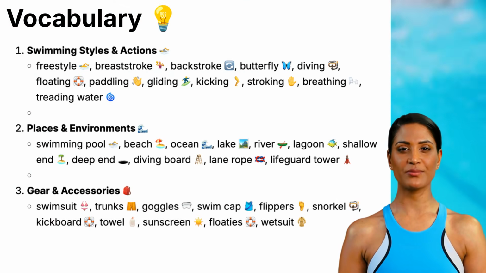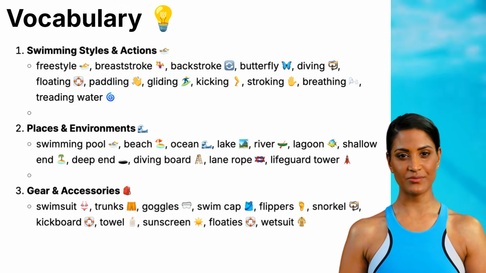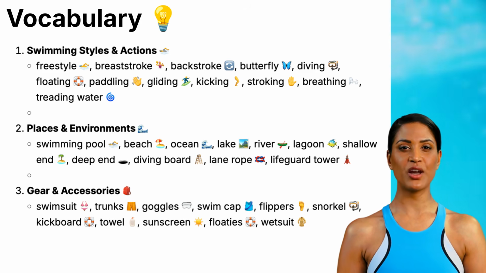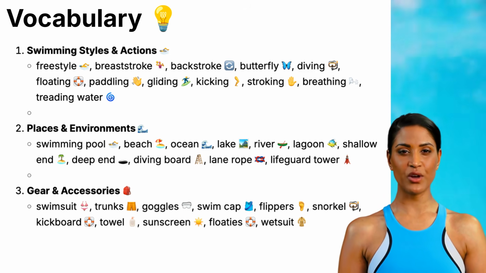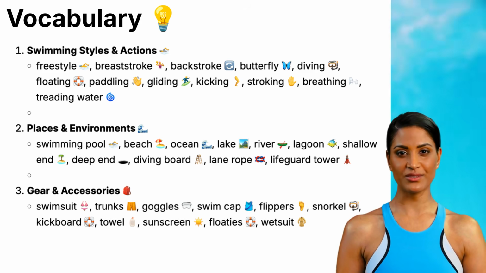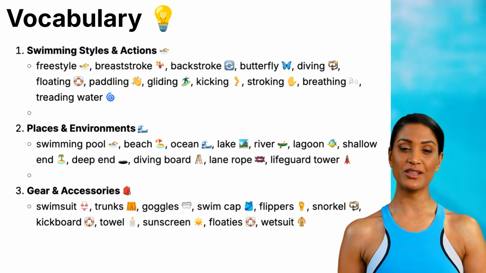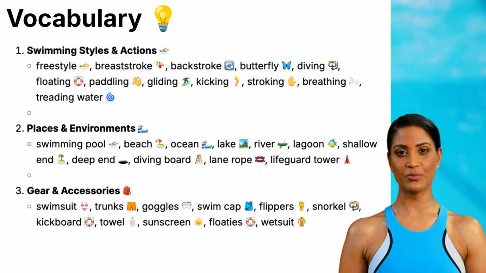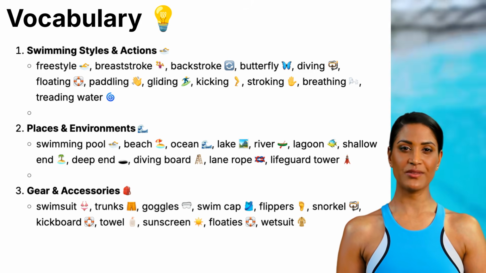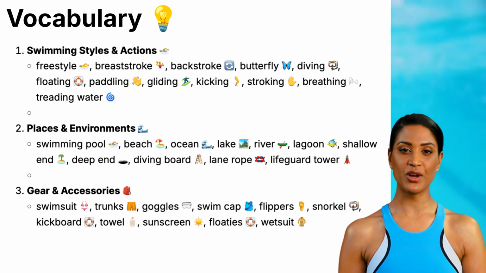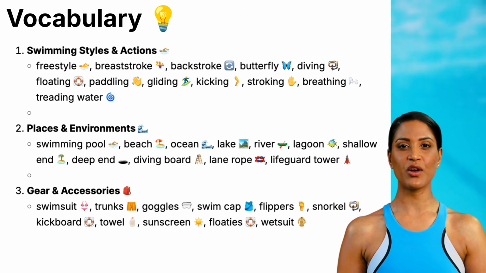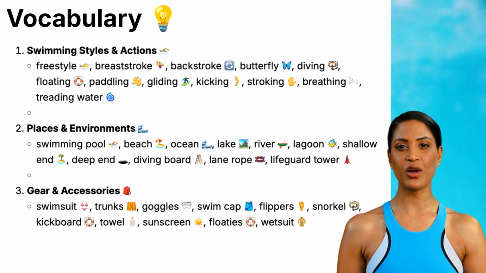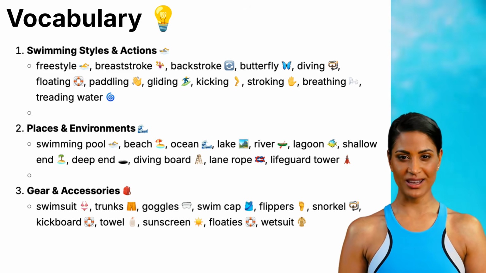Let's go over some essential vocabulary. 1. Swimming styles and actions. Freestyle. A fast and common swimming style where you move your arms alternately and kick your legs. Breaststroke. A swimming style with a frog-like kick and arms moving in a circular motion. Backstroke. A stroke done on your back while kicking and moving your arms alternately. Butterfly. A powerful stroke where both arms move together with a dolphin-like kick.